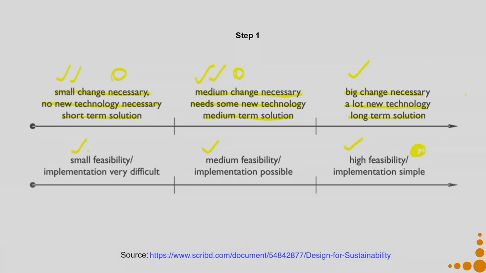Say I have a small feasibility, where implementation is very difficult. That is, even if that particular idea is very high on sustainability, implementation is so difficult. The implementation might be difficult because of technological reasons. It can also be difficult because there are no laws or regulations in that field, or the laws and regulations at that point in time prevent you from getting into that particular area.